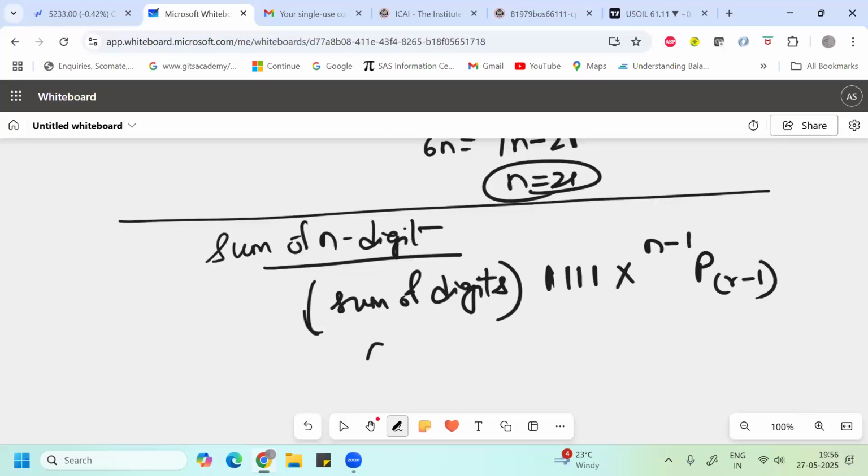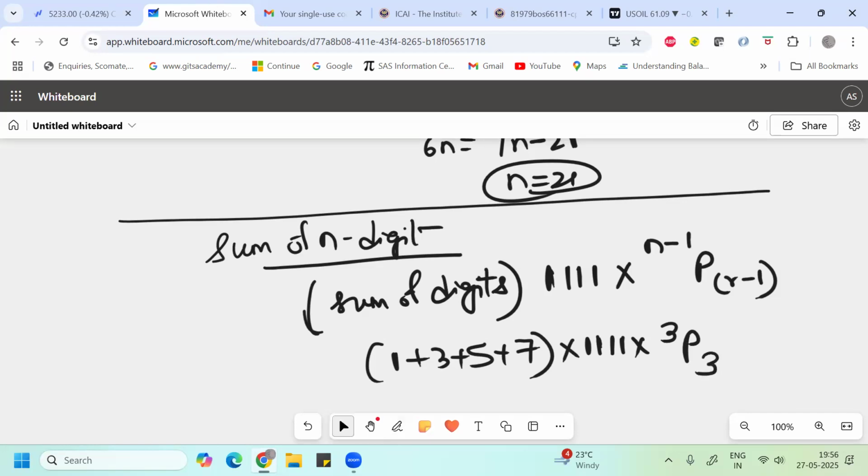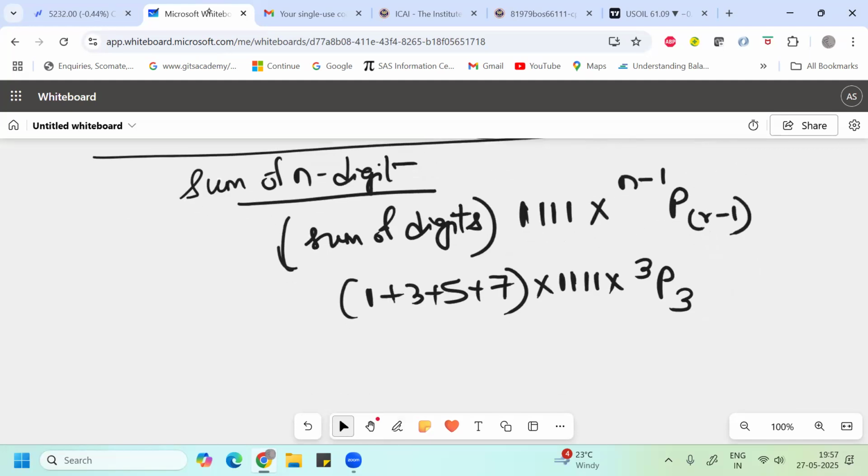So 1 plus 3 plus 5 plus 7 into 1, 1, 1, 1, into how many digits? n is how many digits are given? 4. 4 minus 1, 3. P, and how many digits do you want to create? From 4 digits, you want to make a 4-digit number, right? So r would also be 4. 4 minus 1, 3. So this would be 1 plus 3 is 4, 4 plus 5 is 9, 9 plus 7 is 16.